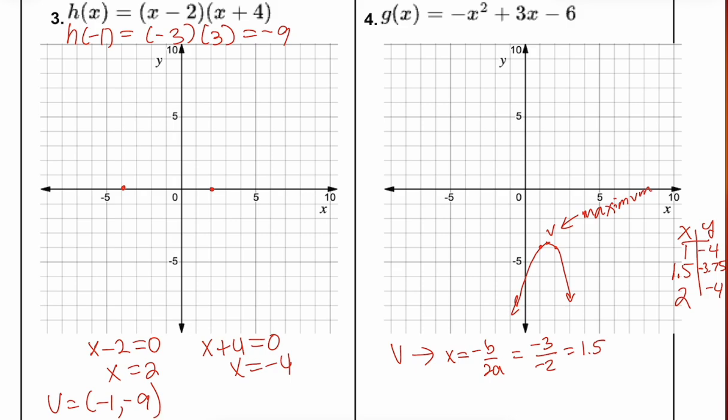There we go. Okay, so now we have that point. At -1, we are all the way down here at -9. And then we can put on our parabola.